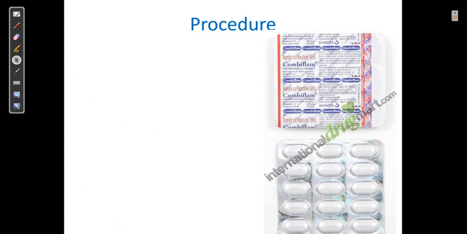Suppose this is the tablet given to us, and if you see here, this is our label claim. It shows that ibuprofen is 400 mg and paracetamol is 325 mg. In the assay procedure, for any assay, we require 20 tablets, take the weight of each individual tablet, then take the average weight of all 20 tablets. Suppose the average weight is 1000 milligram, right?